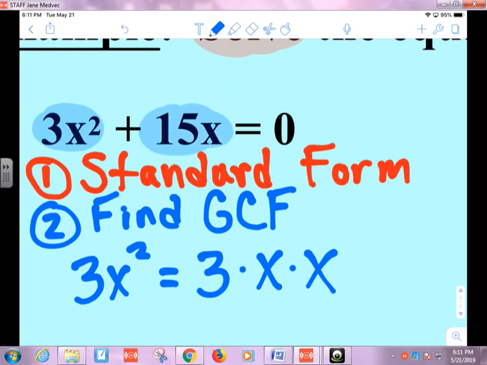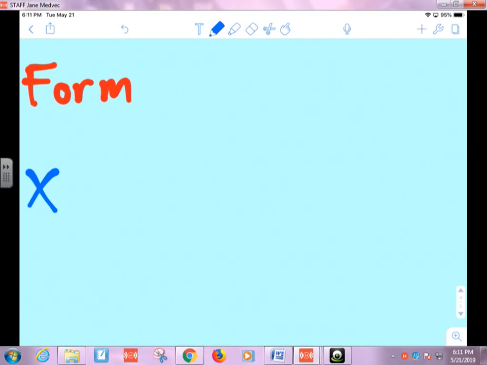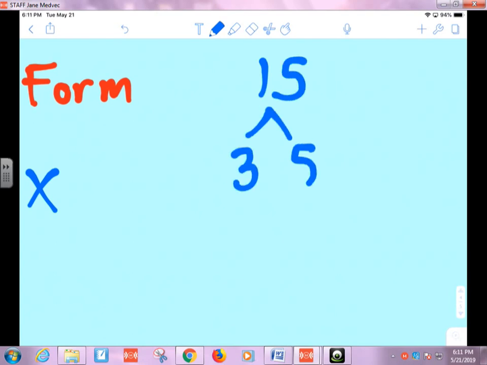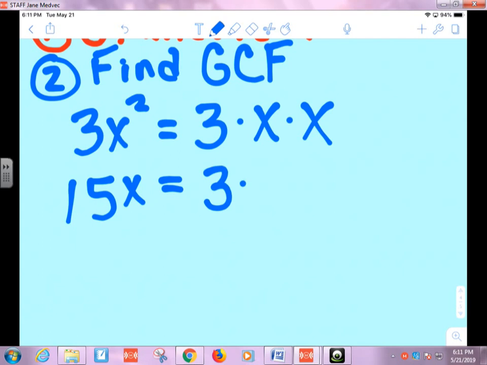Then I'm going to take 15x, that's the second term, and I need to break down 15 because that can be broken down into more factors. When I break it down, 15 is 3 and 5. I'm going to circle both of them because they're prime. I'm going to come over here and go 3 times 5 and then times x, because there's only one x.